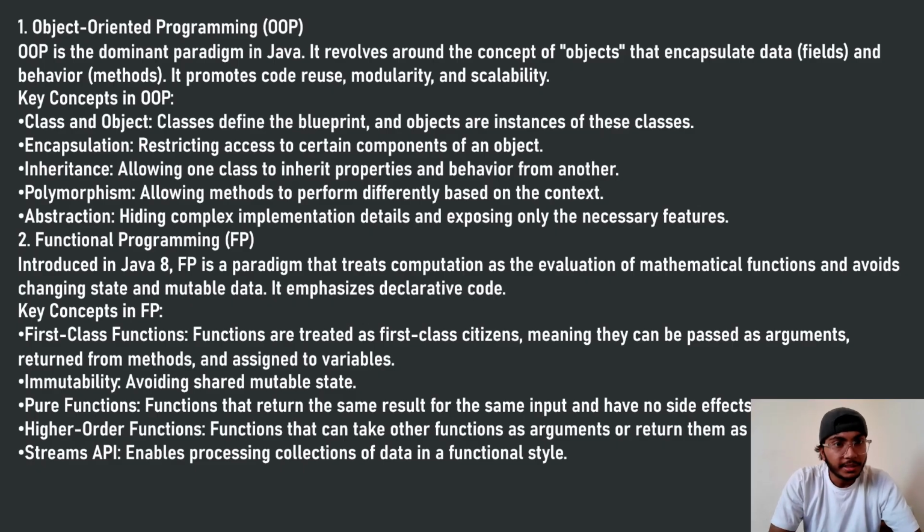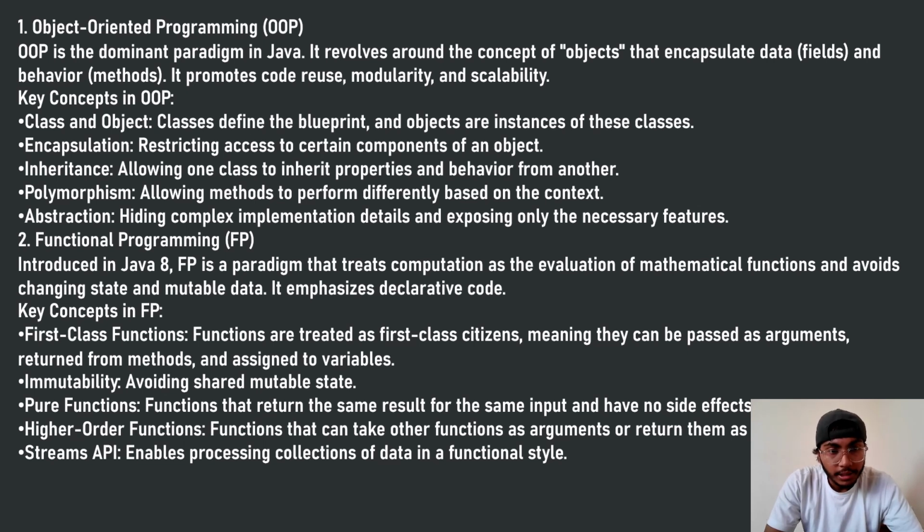Object-oriented programming. OOP is a dominant paradigm in Java. It revolves around the concept of objects that encapsulate data, fields, and behavior. It promotes code reuse, modularity, and scalability. Key concepts in OOP: class and object. A class defines the blueprint, and objects are instances of these classes. Encapsulation, restricting access to certain components of an object. Inheritance, allowing one class to inherit properties and behavior from another. Polymorphism, allowing methods to perform differently based on the context. Abstraction, hiding complex implementation details and exposing only the necessary features.